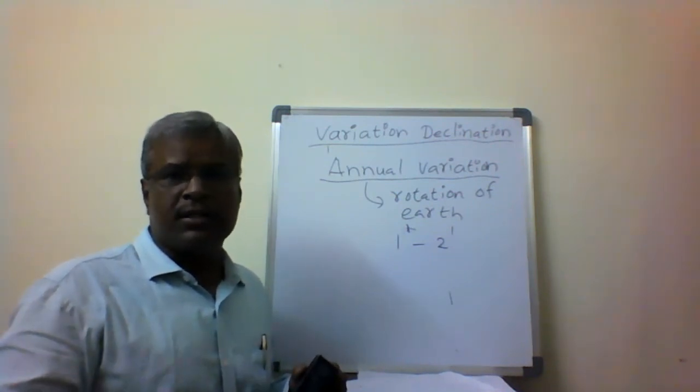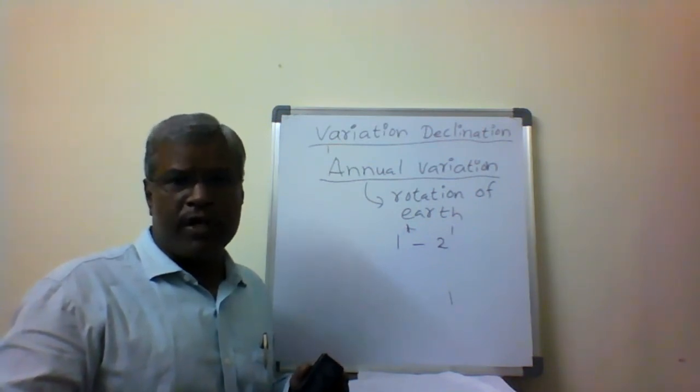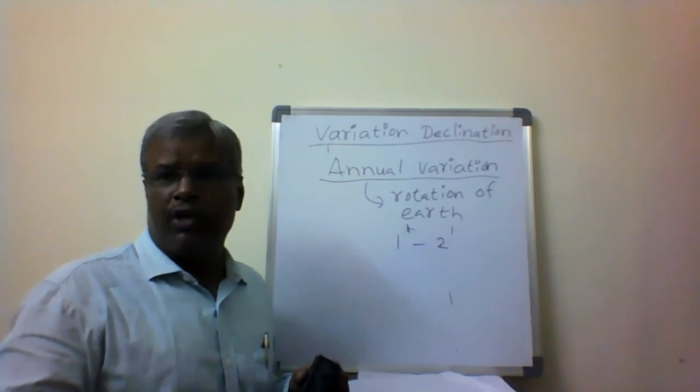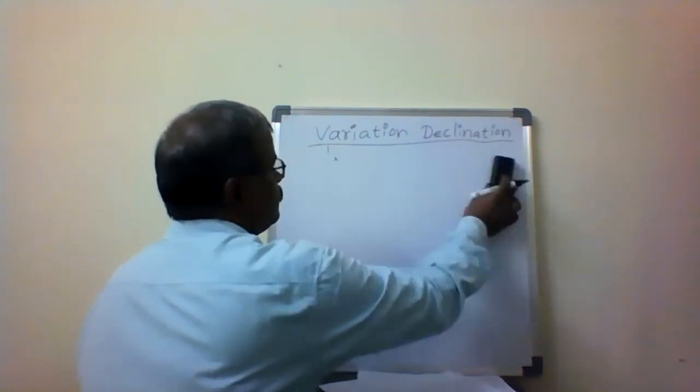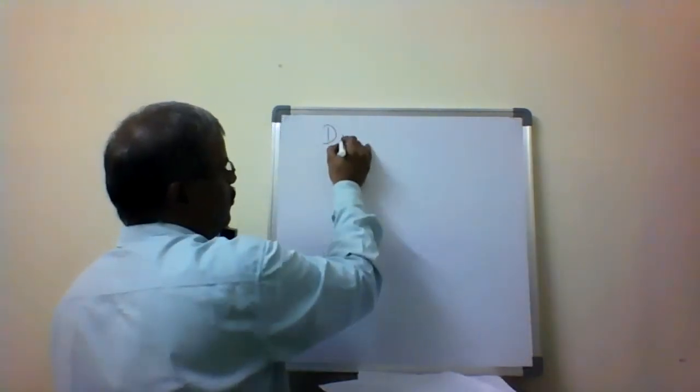Earlier it was measured every 100 years, now it is every year. So the declination varies in magnitude by 1 minute to 2 minutes. That we are going to call the annual variation. The next one is going to be called diurnal variation.